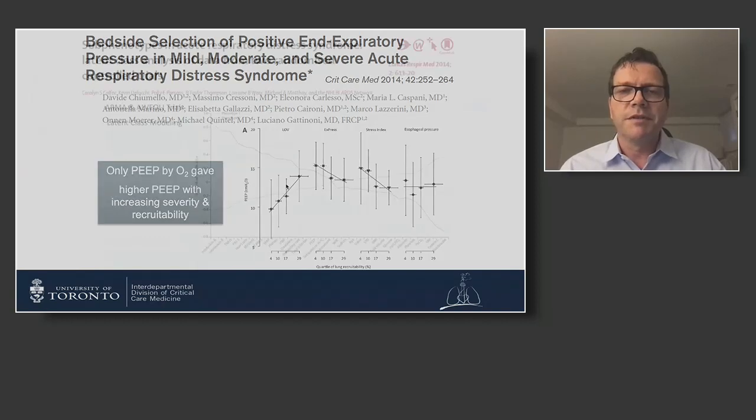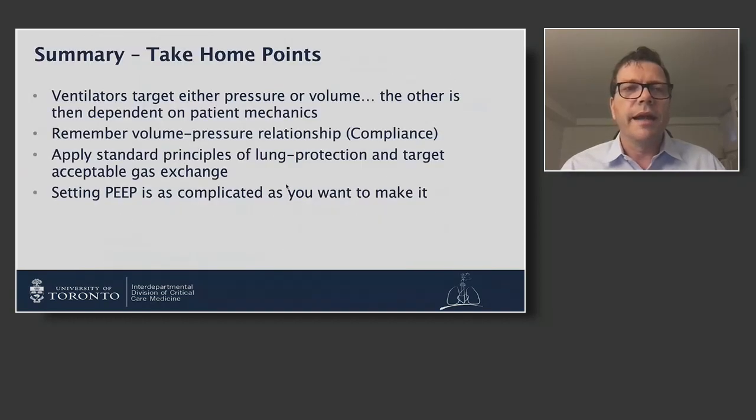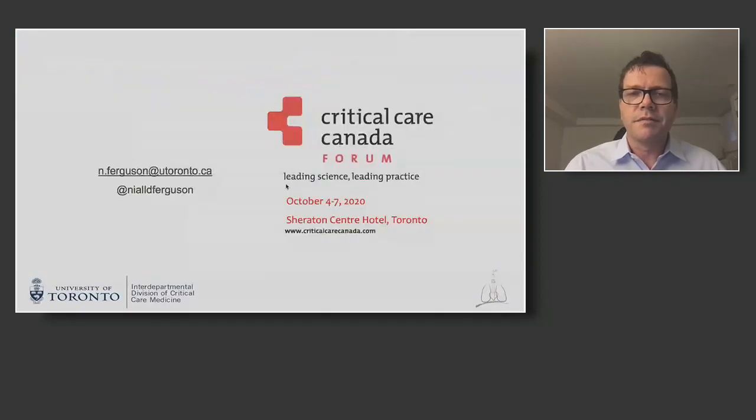I'm going to skip a couple of slides in the sake of time and jump to my take-home points here. I tried to show you that ventilators target either pressure or volume. The other is then the dependent variable, depending on patient mechanics. Remember that pressure and volume relationship that's governed by compliance. Apply standard principles of lung protection and target acceptable gas exchange, not necessarily normal. And setting PEEP can be as complicated as you want to make it. And with that, I'll be happy to stop and take questions.